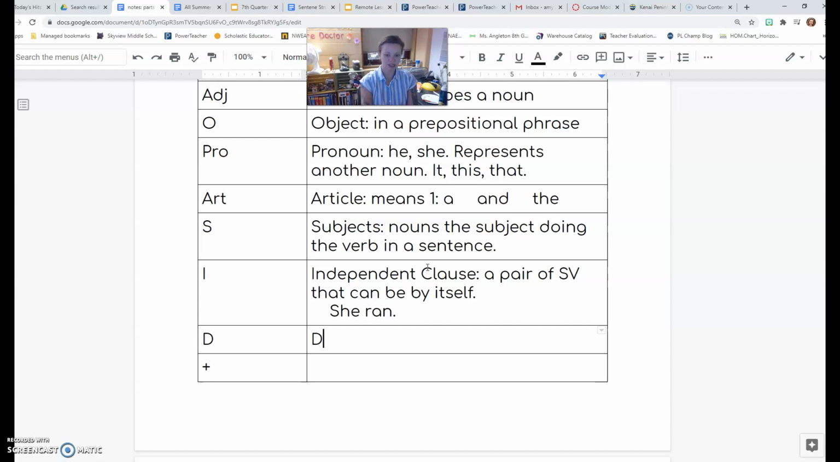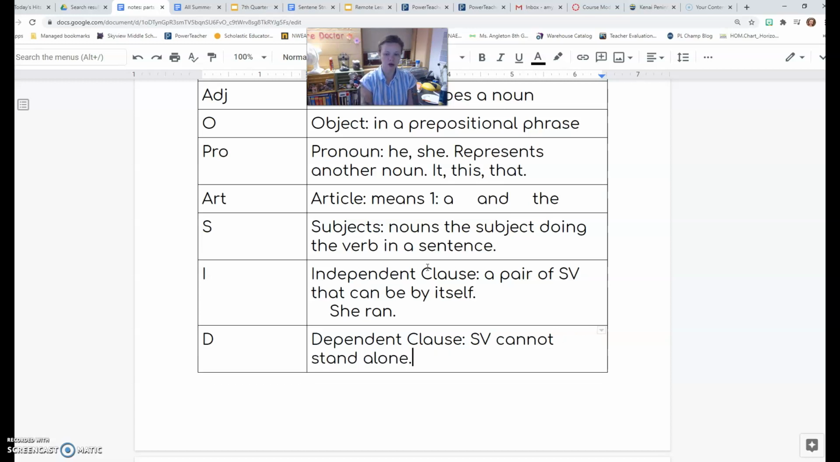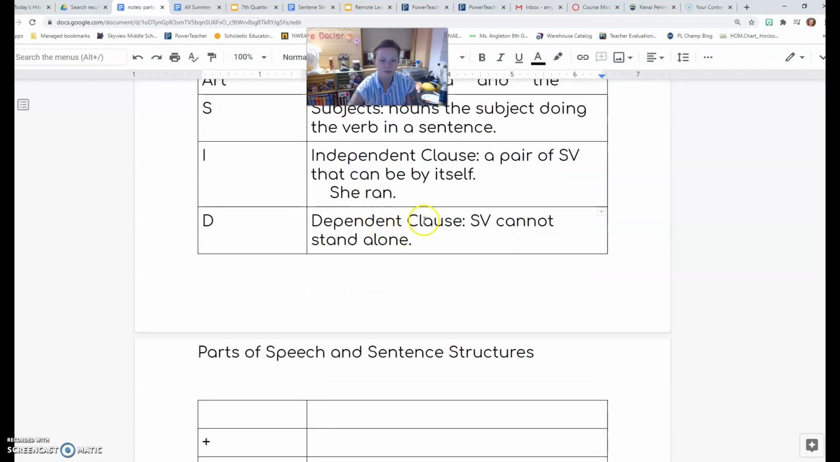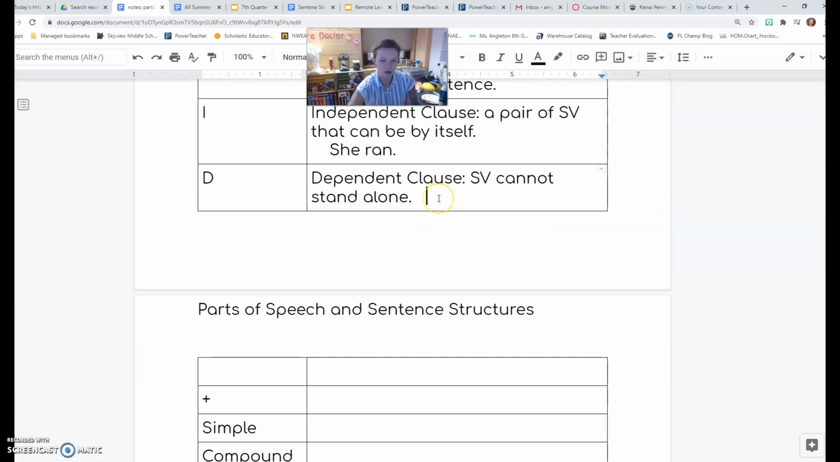D means dependent clause. And dependent clauses are a pair of SV that cannot be by itself. And I'll show you why in a minute. So, for example, if I wrote, when she ran, period. That no longer can stand by itself because it doesn't make sense by itself. We need something more to it. We need when she ran, something happened.